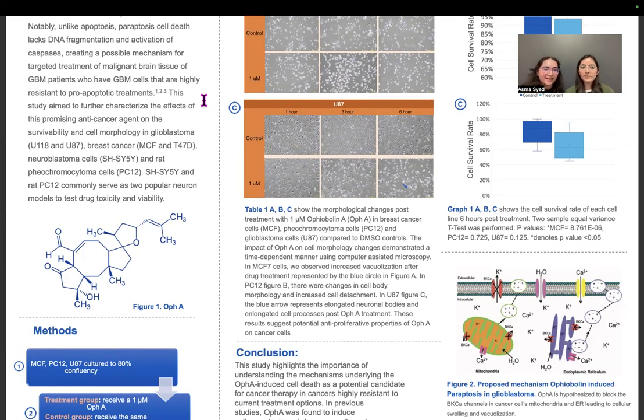The lines SH-SY5Y and PC12 are serving as two popular neuron models to test the drug toxicity and variability that would be found in normal brain tissue neurons. And figure 1 is the chemical structure of OPH-A that we are investigating.